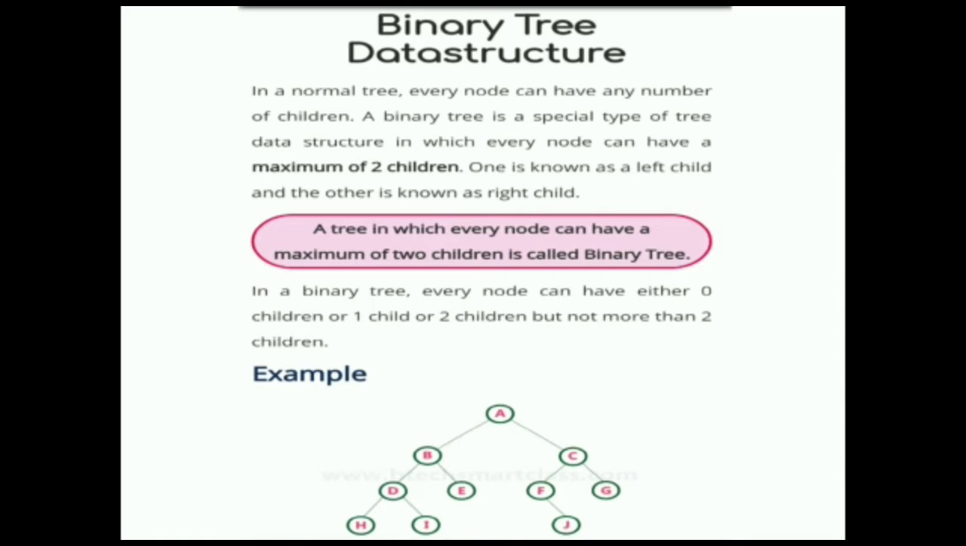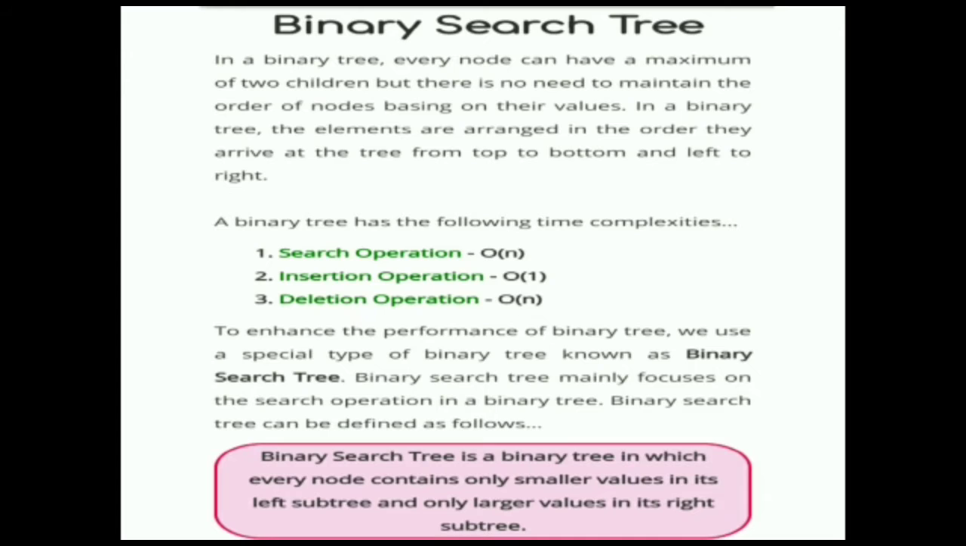In the given example, A is the root node and B and C are subnodes of A, and A contains two nodes. That implies A is called a binary tree. Like that, B, C, D also have two children, so they are called binary trees. In a binary tree, the elements are arranged from top to bottom and left to right, and here we can see the time complexities of binary tree.